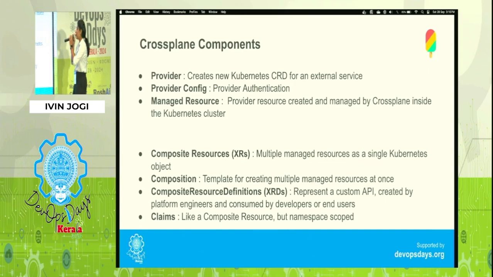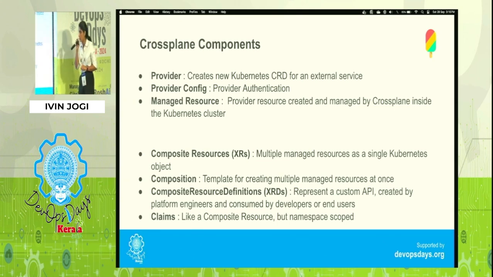The multiple managed resources that are made available to us in the form of a single Kubernetes object, we call it a composite resource, or just XRs. And to create this composite resource, we need something called composition. Composition is just the template where we mention whatever managed resources we want to create, and in which order we want to create them. So the blueprint or the template file is known as composition.